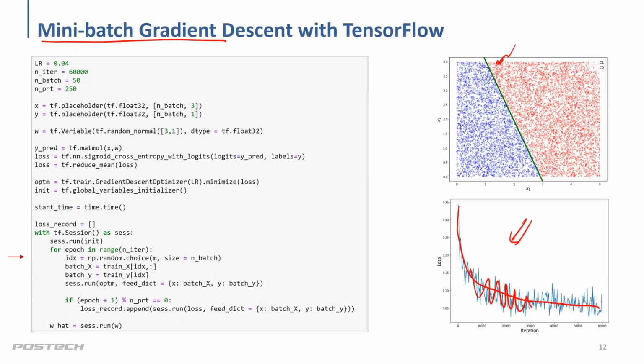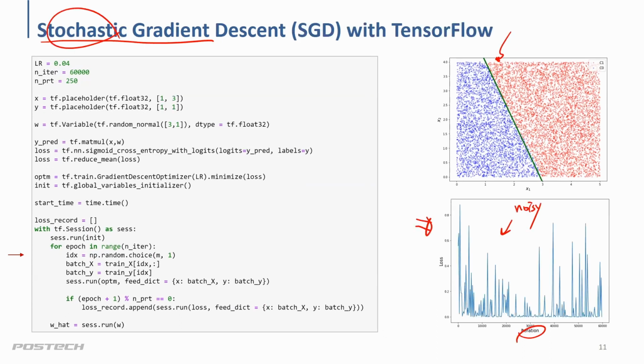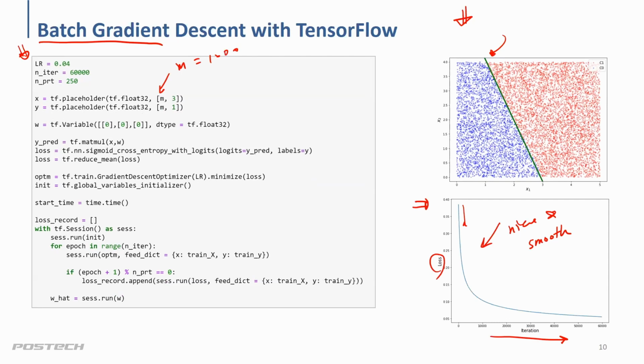Let's take a look at the code. For the batch gradient, for X and Y, we define the placeholders for the inputs and the outputs, and the placeholder size is the same as the size of the training data set. So here M is the size of the entire training data set.